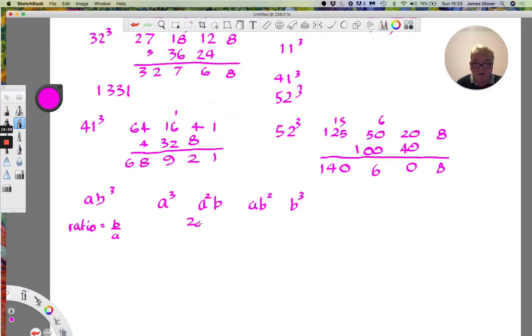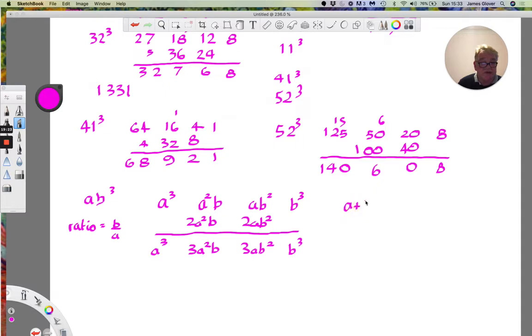And on doubling, we get 2A squared B and 2AB squared here. And then we can add up, and the result is A cubed, 3A squared B, 3AB squared, and B cubed. And you should recognize this as really the expansion of (A plus B) cubed, the binomial expansion as shown here. And that's what it is based on.